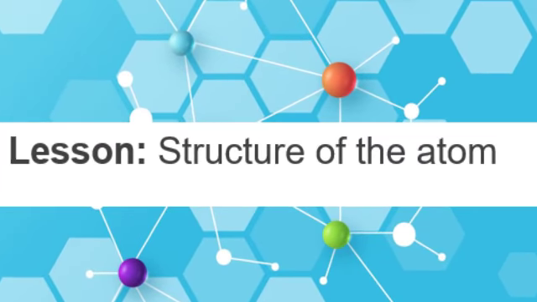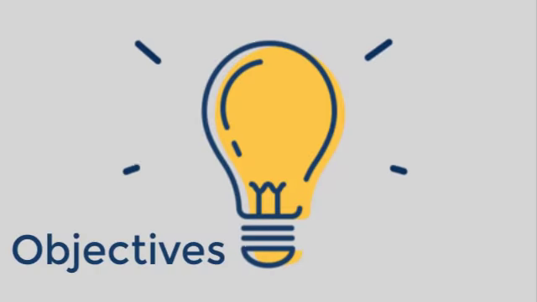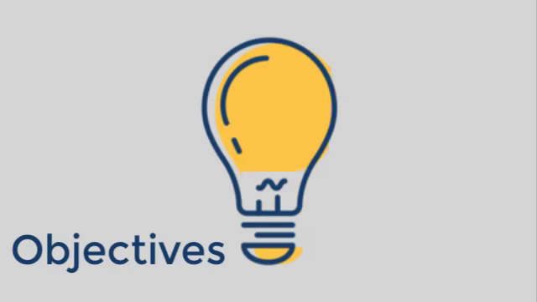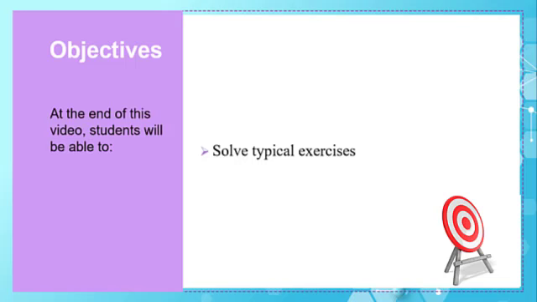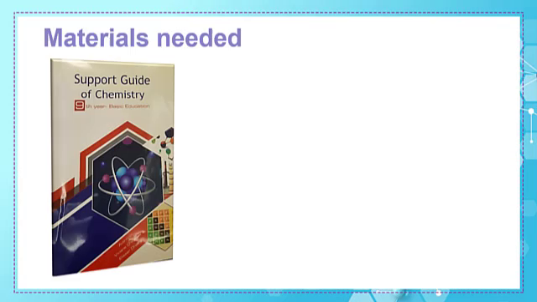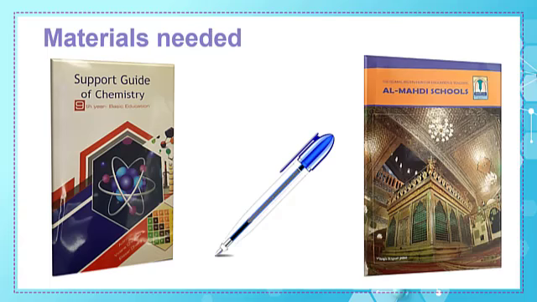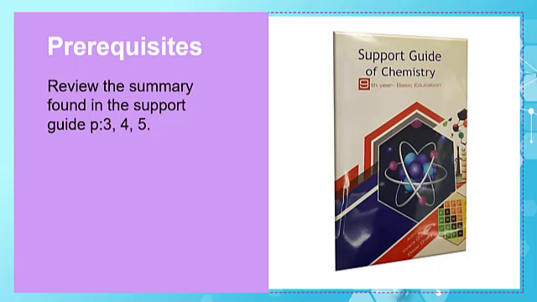In the last session of the lesson Structure of the Atom, the objective of this session is to solve typical exercises about the lesson. Before watching this session, you need to prepare the support guide of chemistry, a pen, and a copybook. As a prerequisite, review the summary found in the support guide pages 3, 4, and 5.